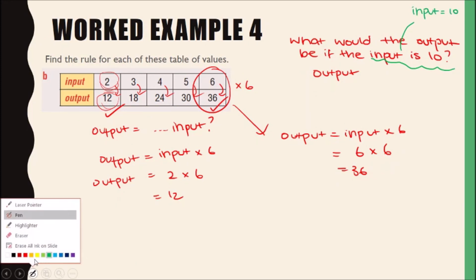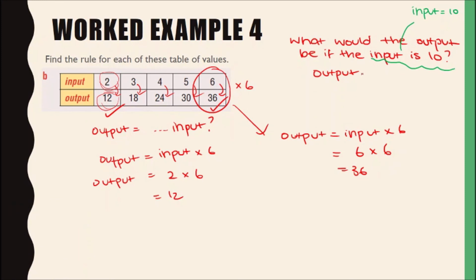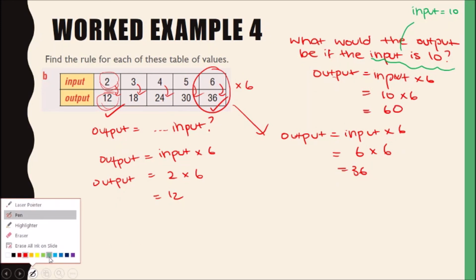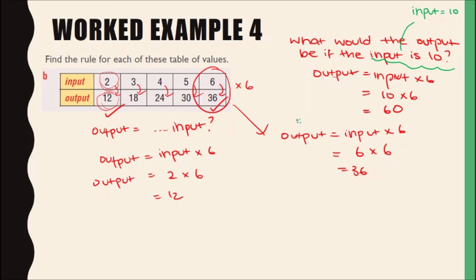And you can do this with other rules, which you'll later learn with linear equations and graphs. So the formula we've discovered is output equals input times 6. So we would put input 10 times 6, which equals 60, and you would therefore say, actually I'm going to write it down here so you can see it. You'd write, therefore, when the input is 10, the output is 60. Okay? And that's what you would do.